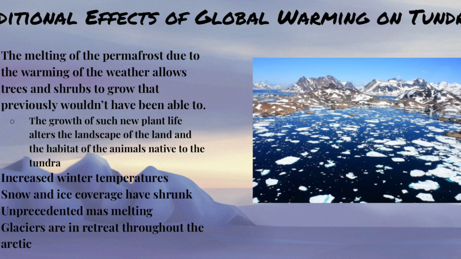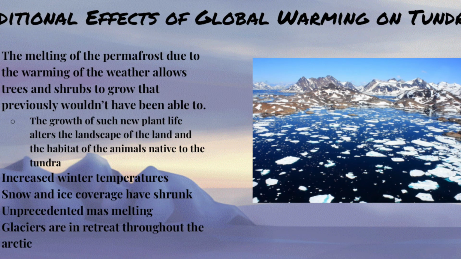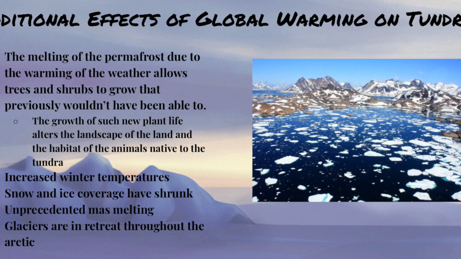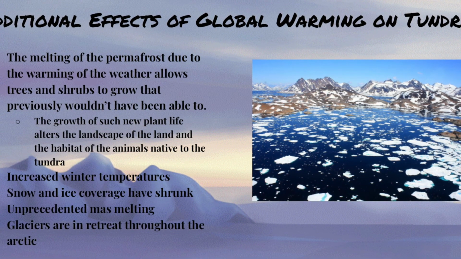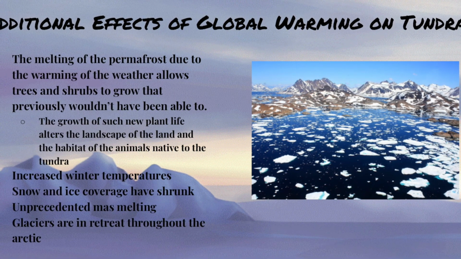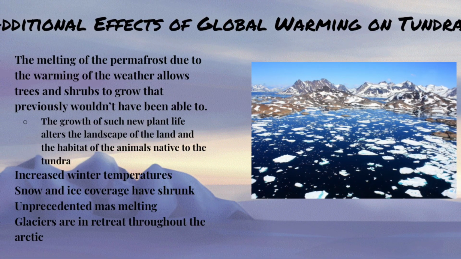To close up our presentation on the biome, here are additional effects of global warming on the tundra. When the weather gets warmer and warmer, the permafrost melts, allowing trees and shrubs to grow that wouldn't previously have been able to. The growth of such new plant life alters the landscape of the land and the habitat of the animals native to the tundra.